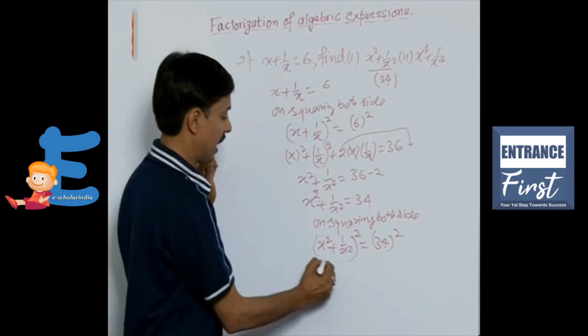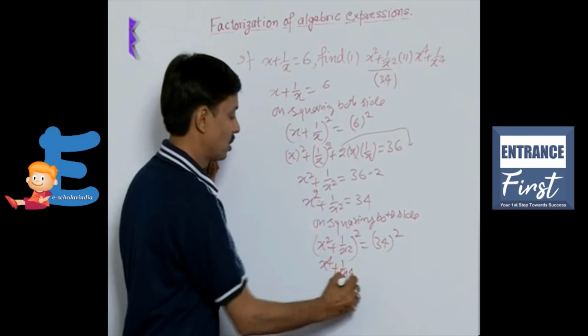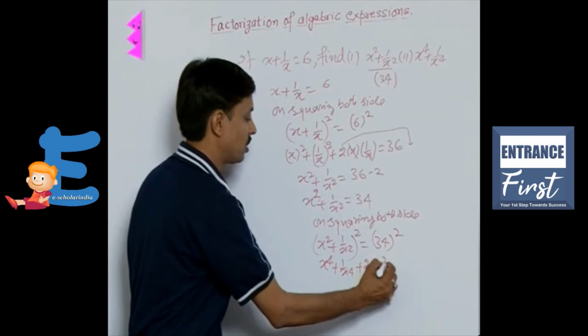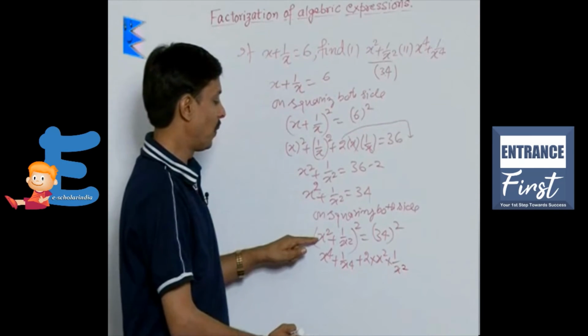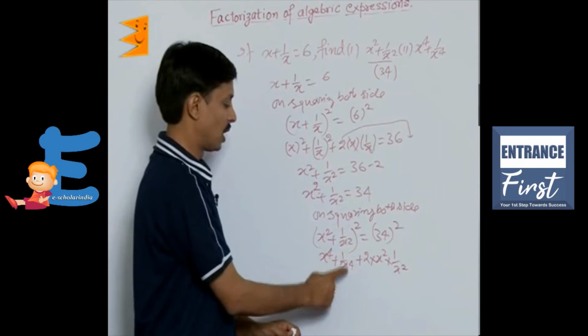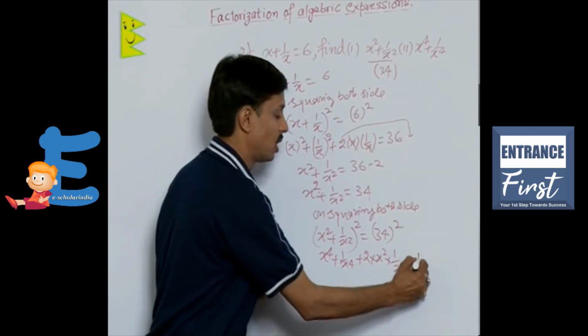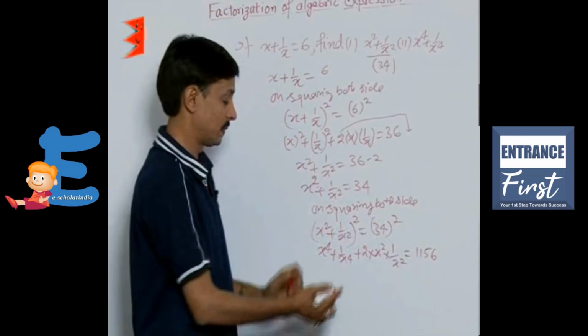So this becomes x4 first square, 1 upon x4 second square, plus 2 into first, which is x square, into second, which is 1 upon x square. So the value of x square plus 1 upon x whole square becomes x4 plus 1 upon x4 plus 2 into x square into 1 upon x square is equal to 1156. The square of 34 is this.